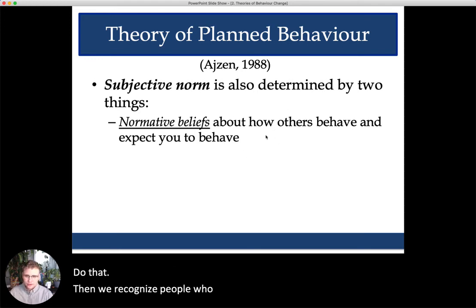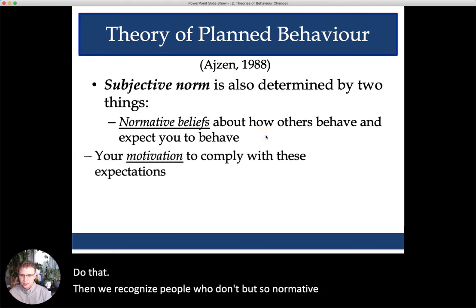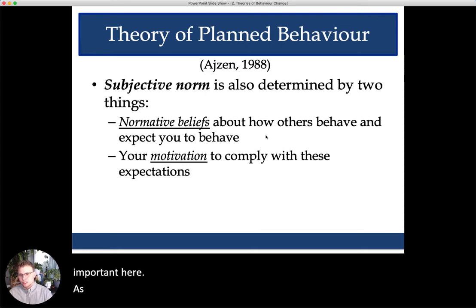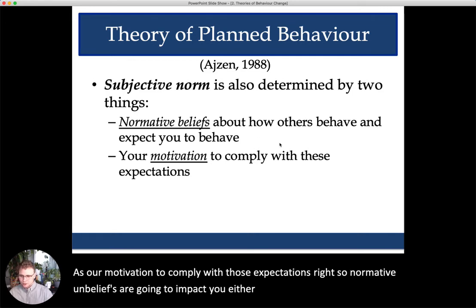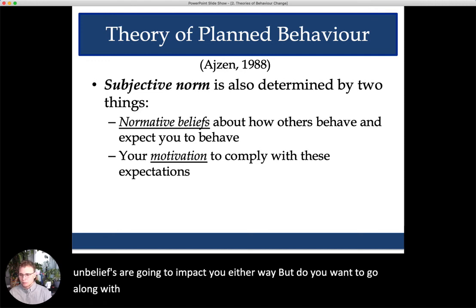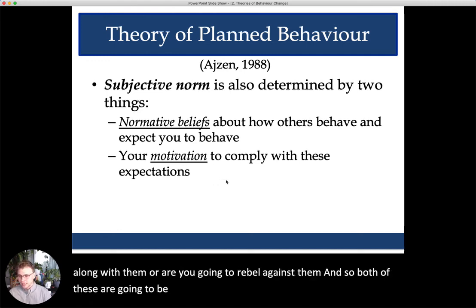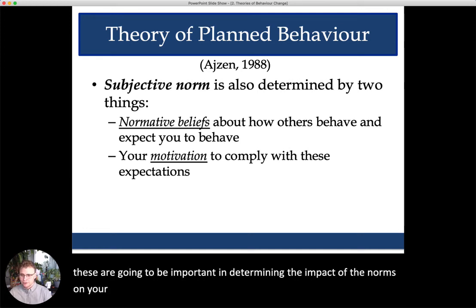But so normative beliefs are important here, as are our motivation to comply with those expectations, right? So the normative beliefs are going to impact you either way, but do you want to go along with them, or are you going to rebel against them? And so both of these are going to be important in determining the impact of the norms on your intentions to change your behavior, and then ultimately on your behavior change.